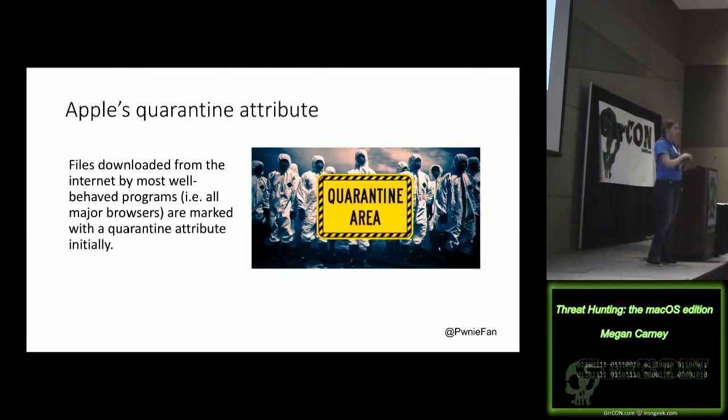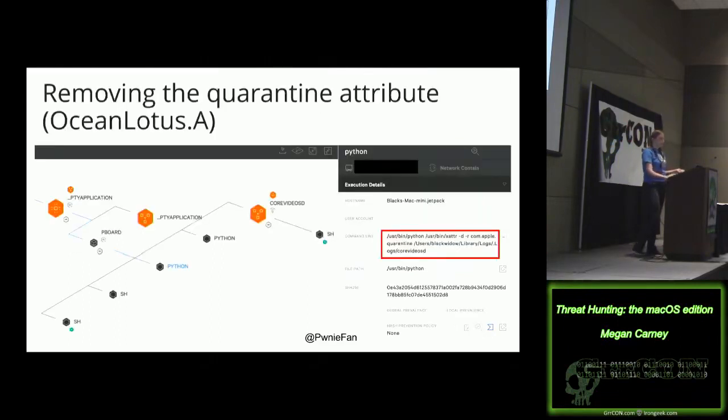It is opt-in, but most well-behaved browsers follow it, which means when you download a file, the file is labeled by the browser as having been downloaded from the internet, where it was downloaded from, what time it was downloaded, and which program downloaded it. This quarantine attribute is of course useful for flagging things that you are going to execute that are downloaded from the internet, which is why, if you're malware, you might want to remove it.